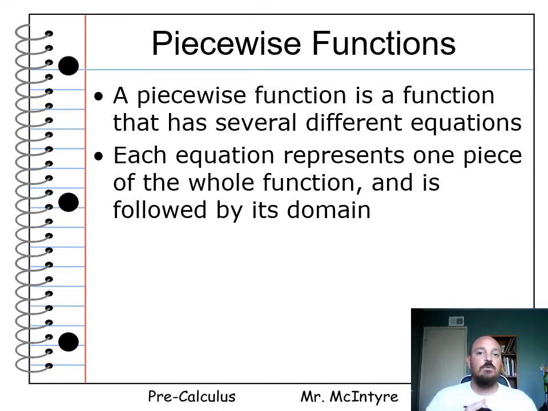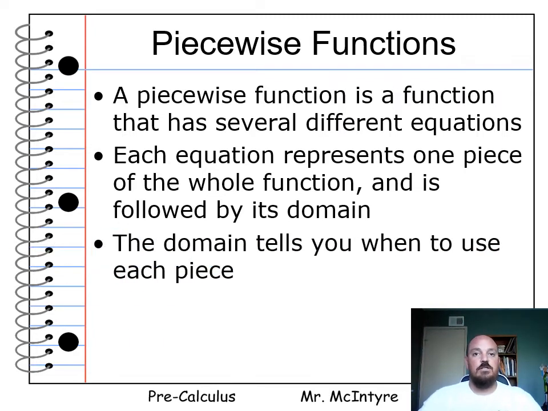So this is where it ties in with what we just talked about in 1.5 Part 2. When we did restricting the domain, you saw an equation and then it said comma and there was a domain on it. The domain told you when to use that equation.